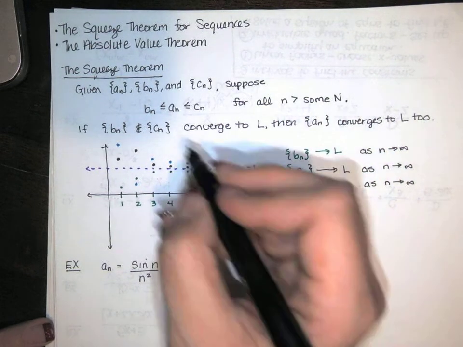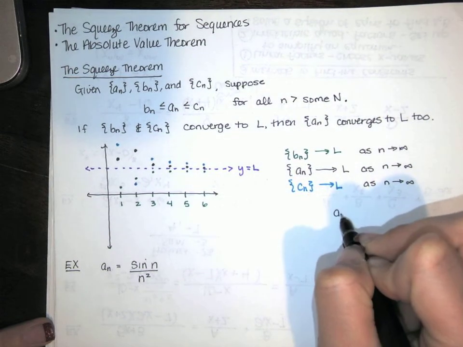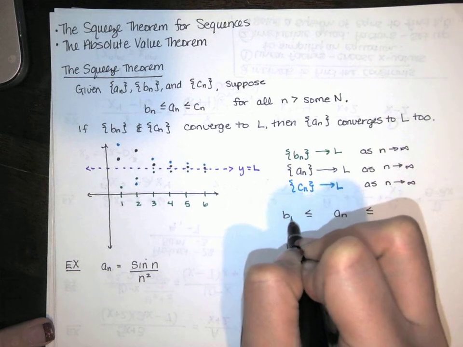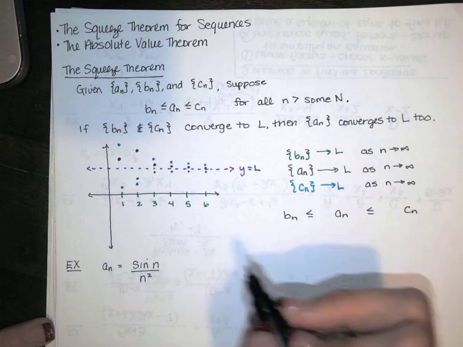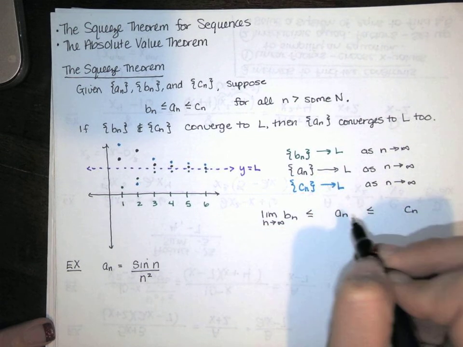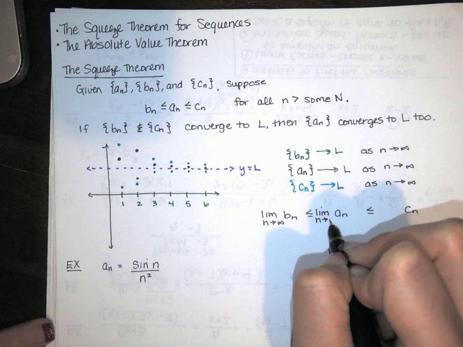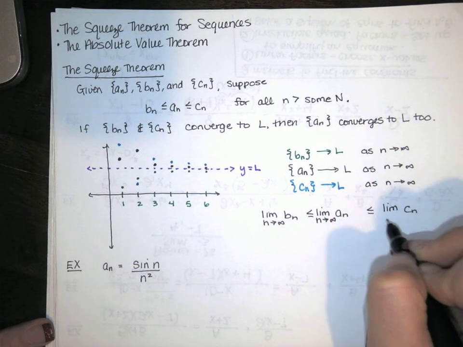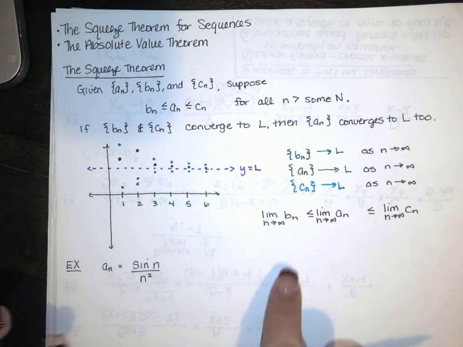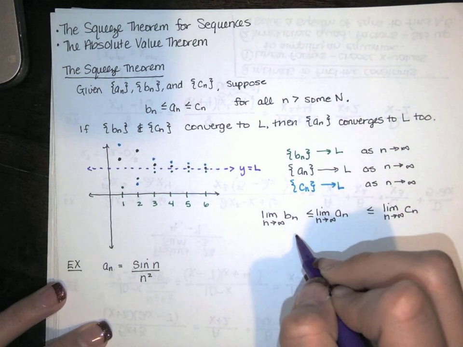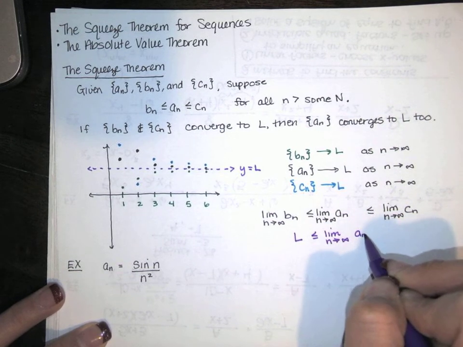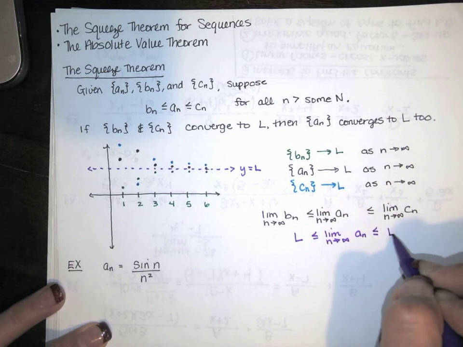One way that I recommend that you notate this is if you have that inequality with three parts, provided all three limits exist, you can take the limit of each of those parts and those inequalities will hold. So we'll say the limit as n goes to infinity of B sub n is less than or equal to the limit as n goes to infinity of A sub n, which is less than or equal to the limit as n goes to infinity of C sub n. Now, the theorem says we're assuming that B sub n and C sub n both approach L. So L is less than or equal to the limit as n goes to infinity of A sub n, which is also less than or equal to L on this side.